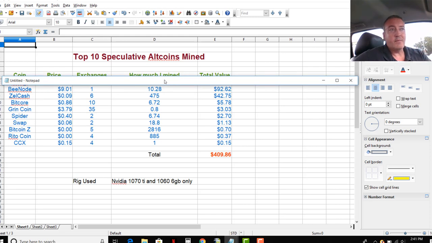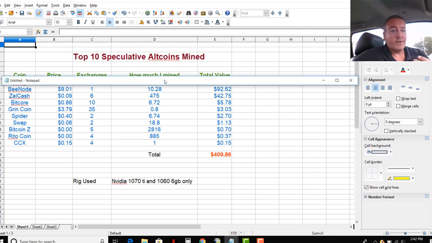In second place, we are going to have, let me roll up here a little bit, Bnode. I did that probably 2 months ago now, maybe a month, 2 months ago. That is currently sitting at $9.01 a coin. It's only on one exchange, so take that for what it's worth. I was able to mine 10.28 coins, giving me $92.62 worth of Bnode. So I may try and go sell that here pretty shortly.